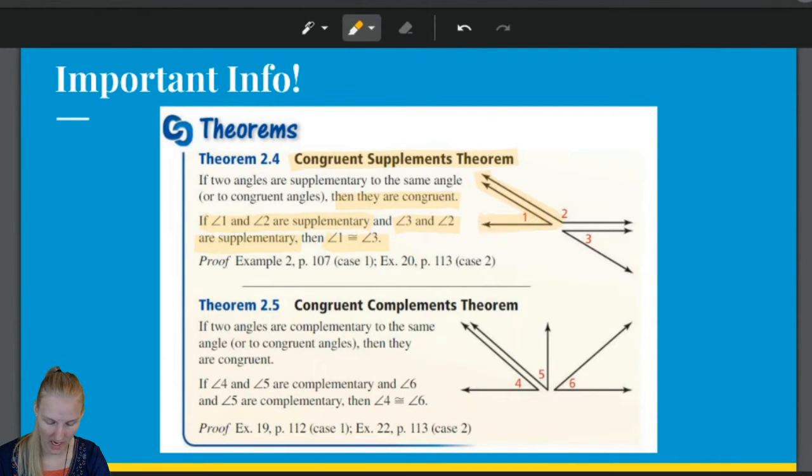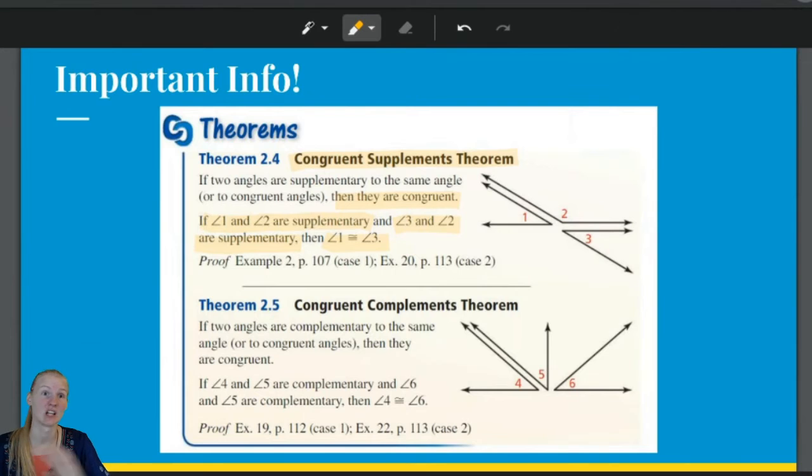If angle 1 and angle 2 make 90 degrees, and angle 2 and angle 3 are 90 degrees, not 90, 180, supplementary means 180. So if both of these angles make 180 degrees with the same angle, these angles have to be the same. Do I believe that? Pause the video and decide for yourself, do you believe that? And then unpause it and you can hear my reasoning.